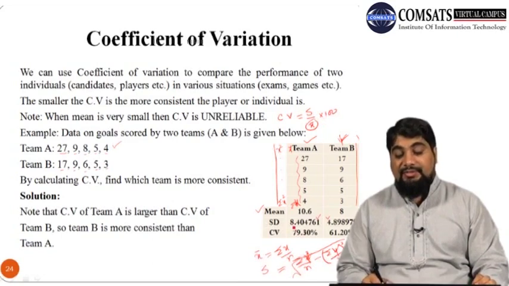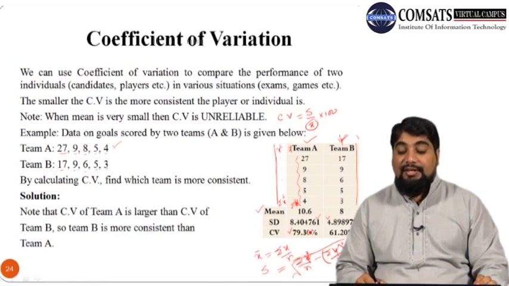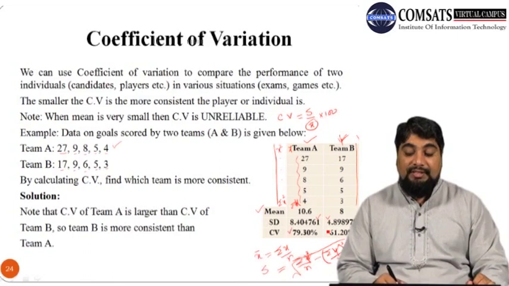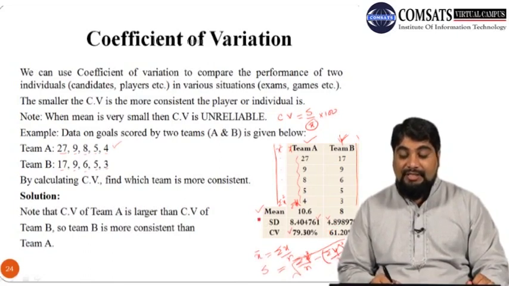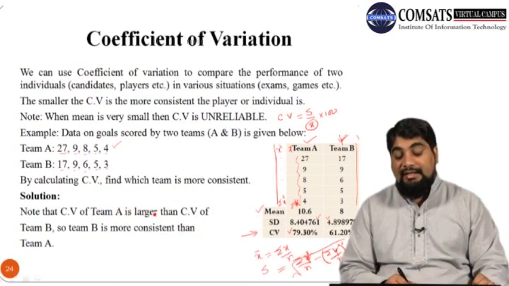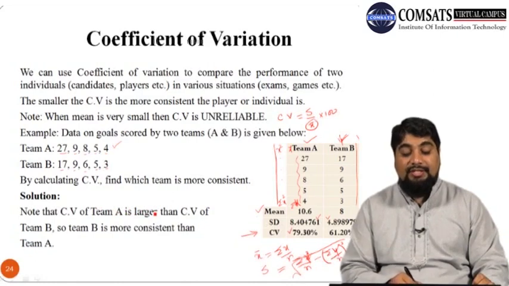So 8.40 divided by 10.6 multiplied with 100, we get the coefficient of variation, which is 79.30%, and in case of team B, the coefficient of variation is calculated to be 61.20%. So from the coefficient of variation, we can see that the coefficient of variation of team A, which is 79.3, is larger than the coefficient of variation of team B, which is 61.20.